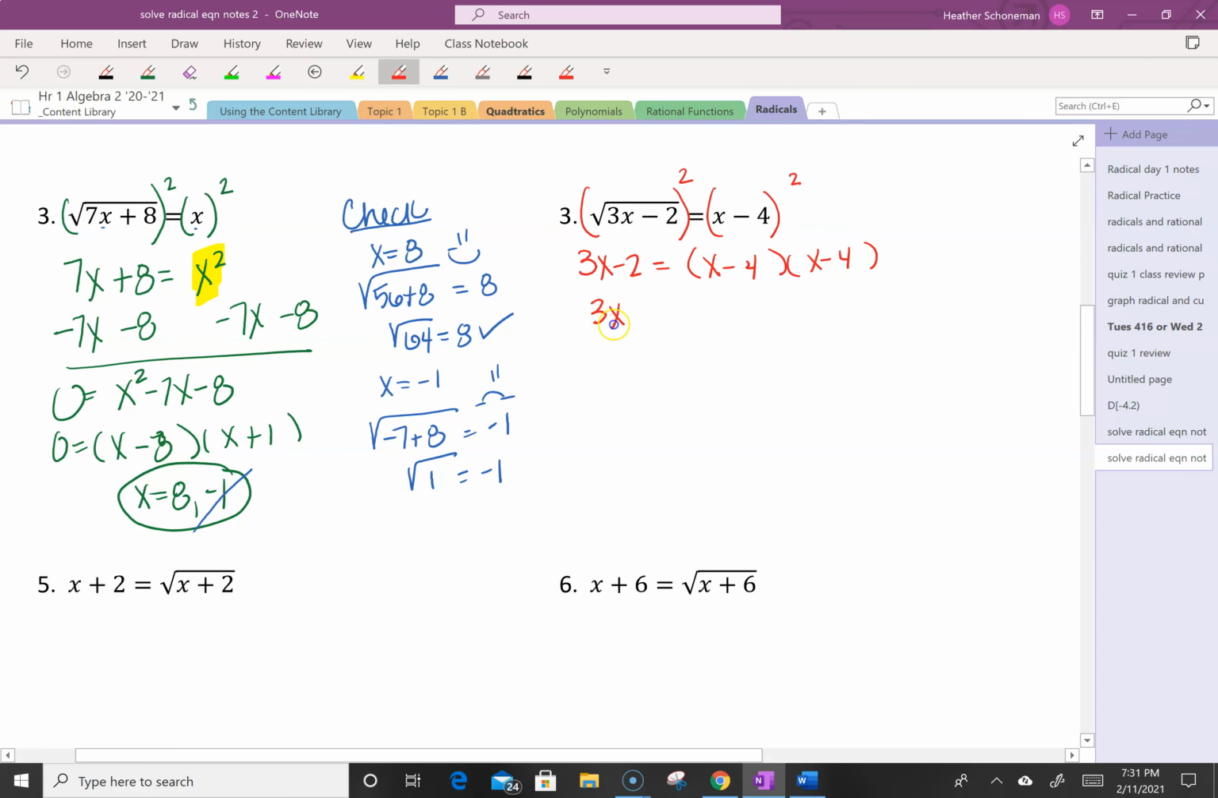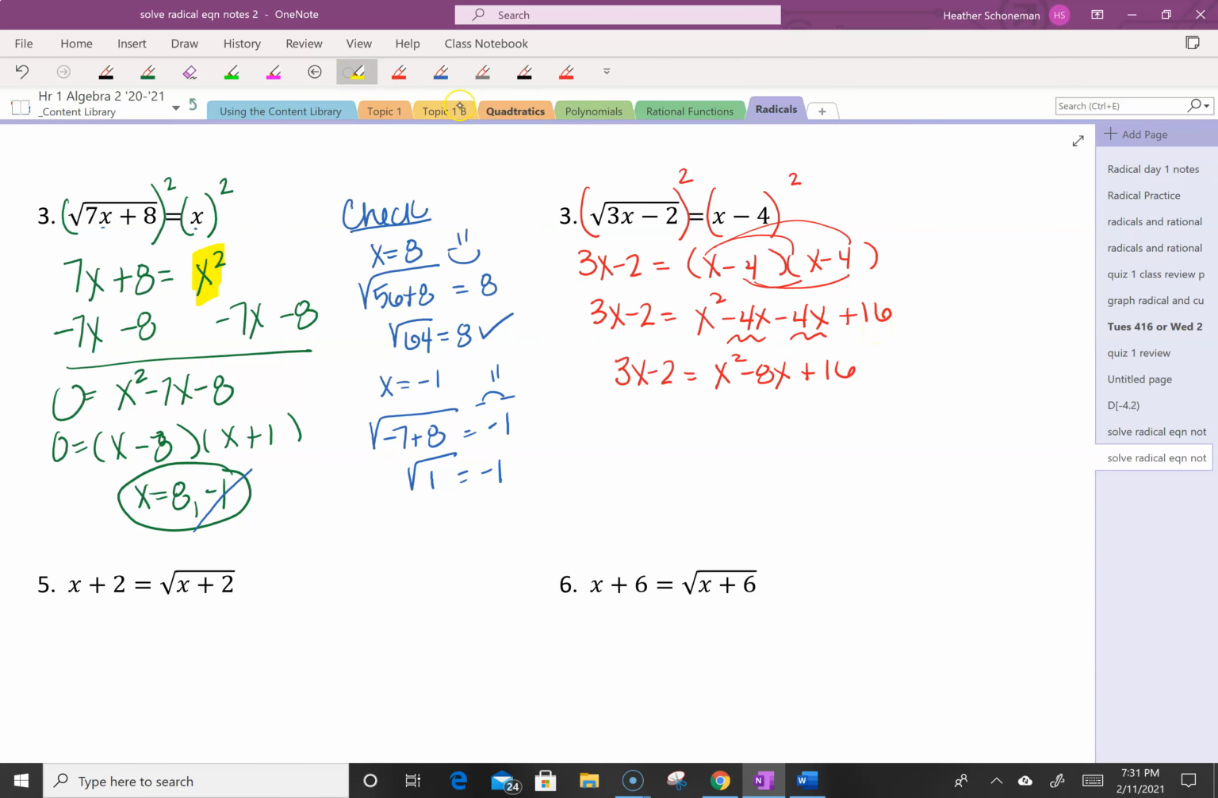So on the left, we just still have 3x minus 2, but on the right, we're going to have to FOIL or distribute or factor, whatever you want to say. So we have x squared minus 4x minus 4x plus 16. Before you do anything, combine those like terms. So I have 3x minus 2 equals x squared minus 8x plus 16.